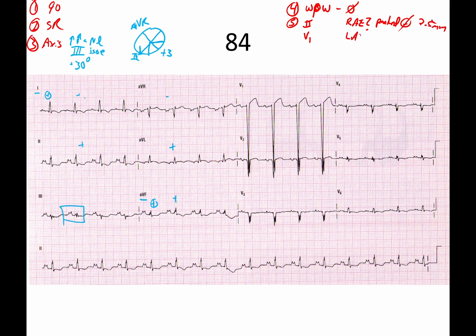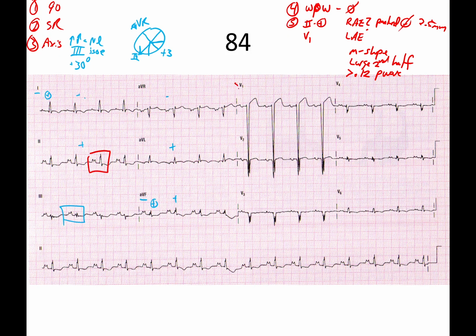So left atrial enlargement. What are we looking for here? We're looking for the M-shaped wave. So we're looking for M shape. We're looking for larger second half. And so what do we get in lead 2? We definitely have the M-shaped waves. We also have a greater than 0.12 just for the P wave itself. Definitely meets that through here as well. So we're going to say positive here for sure.